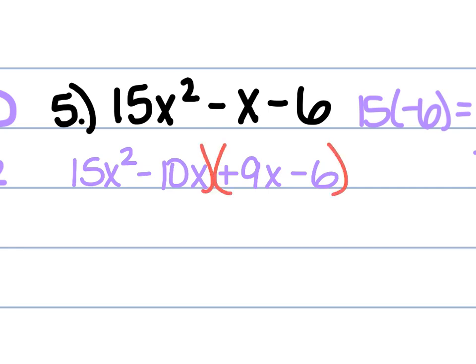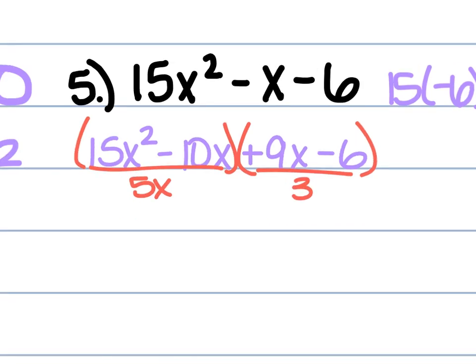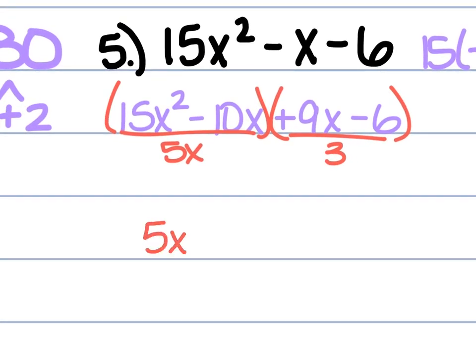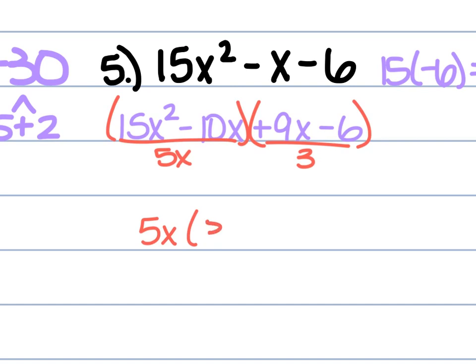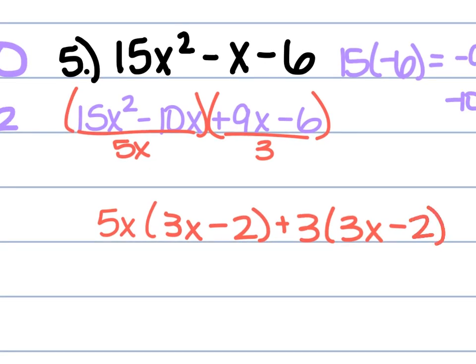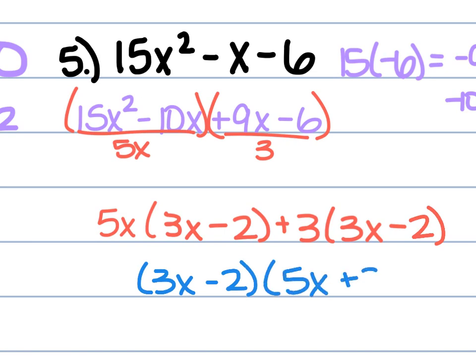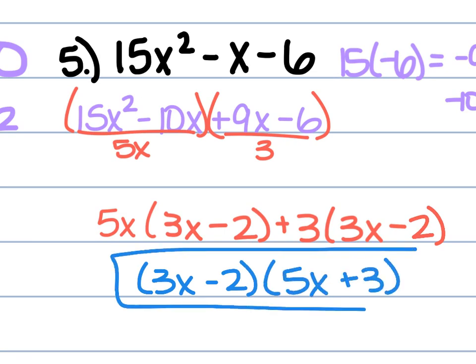Factor by grouping. Factor out the 5x from the first set and factor out the 3 from the second. So we're going to have 5x times 3x minus 2 and the 3 times 3x minus 2. Once again, those parentheses are the same, so rewrite 1 and make another set with the 5x and the positive 3. So we have 3x minus 2 times 5x plus 3.